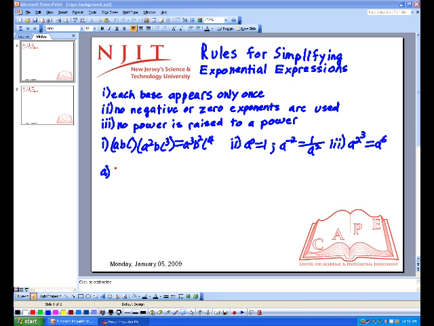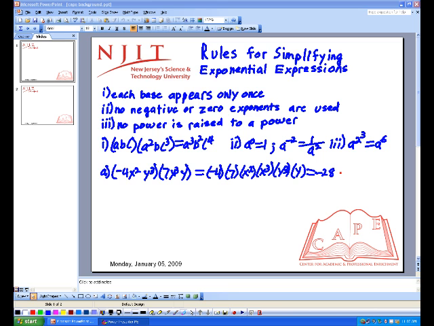So for example, if we have negative 4 x squared y cubed times 7 x cubed y, it's going to equal negative 4 times 7 times x squared times x cubed times y cubed times y. Now 4 times 7 is 28, and there's a negative in front of the 4, so that's negative 28. X squared times x cubed is x to the fifth. Y cubed times y is y to the fourth. And we have negative 28, x to the fifth, y to the fourth.